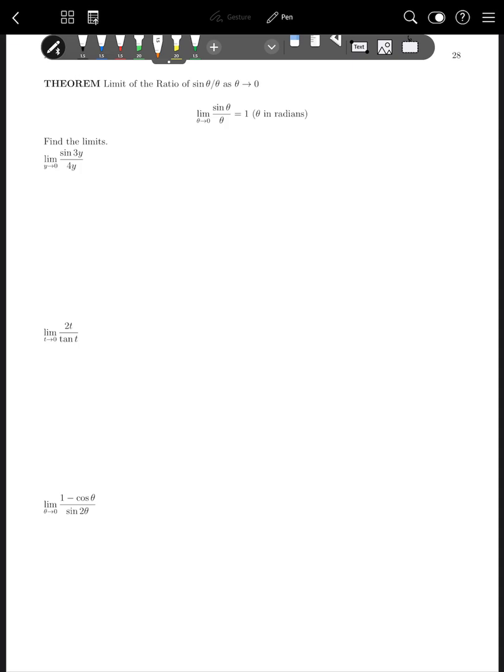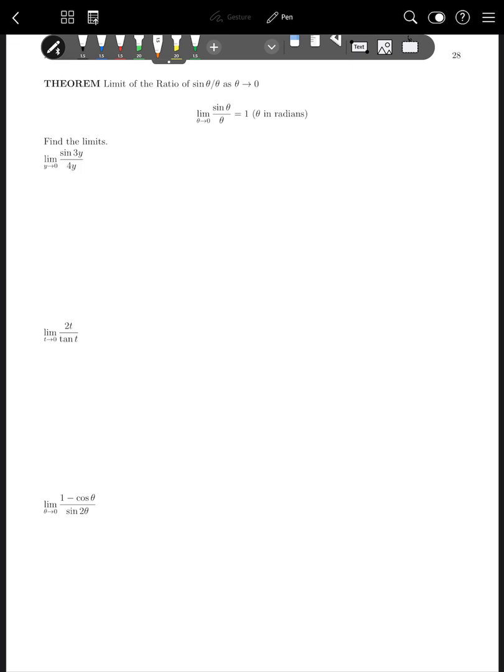So the theorem here is that the limit as theta approaches 0 of sine theta over theta is 1. So if you can rewrite a trig expression using this idea of sine theta over theta, it can help you find limits pretty easily. For example, in this first one, this is the limit as y approaches 0 of sine 3y over sine 4y.